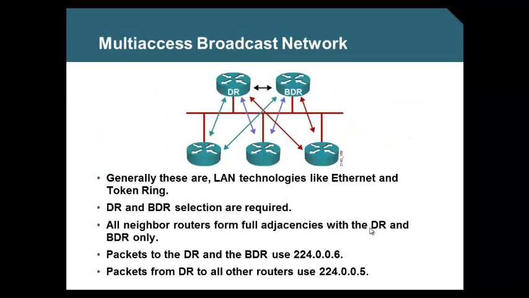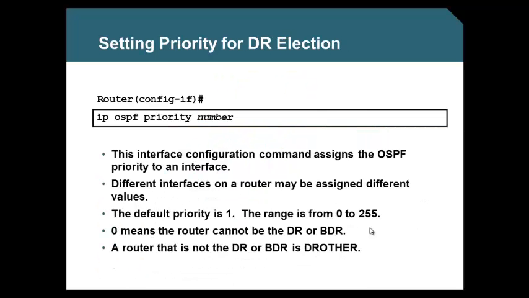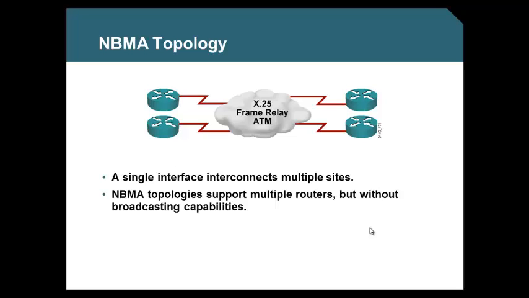OSPF network type is what we were focusing on earlier. We are going to continue with the lab part. Whenever we have a frame relay in the middle, we call it an NBMA network, a non-broadcast multi-access network. This frame relay network, you don't see much. Doesn't mean that it doesn't exist.